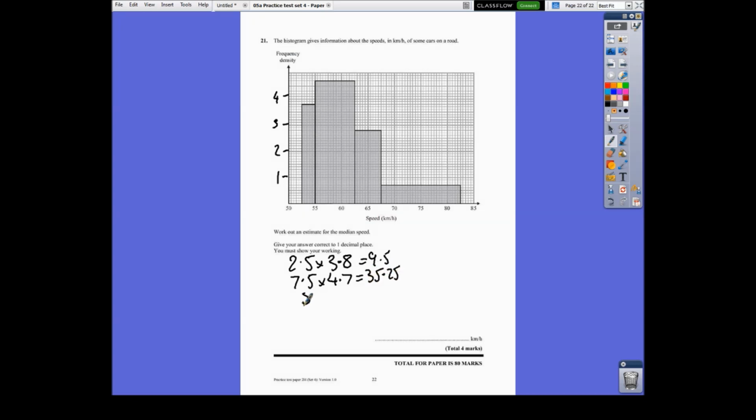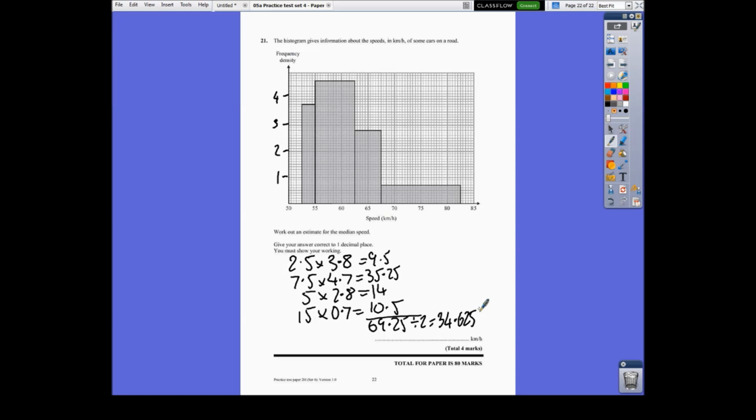The third bar is 5 wide and 2.8 tall. So that will give us 14. And the last bar is 15 times 0.7, which gives us 10.5. If we add that together, that gives us 69.25. Now, obviously, we can't have 69.25 cars, but because this is an estimate, we're just trying to find where the middle is. So that doesn't matter. So the middle of that, if we divide that by 2, would give us 34.625. So we need to find where along the bottom axis 34.625 cars would be.